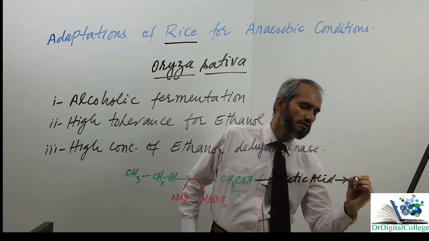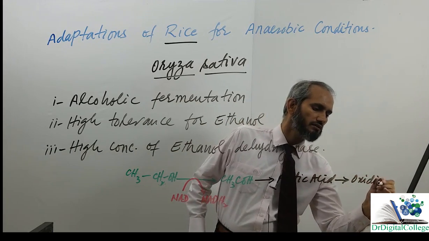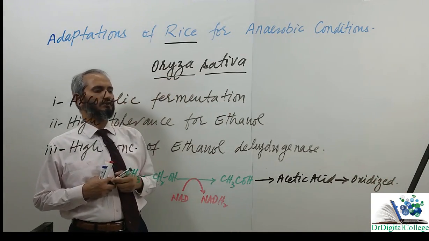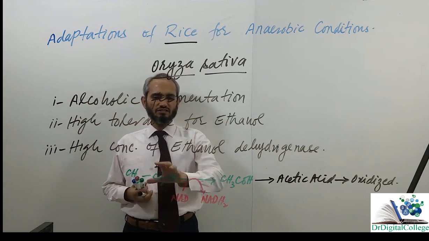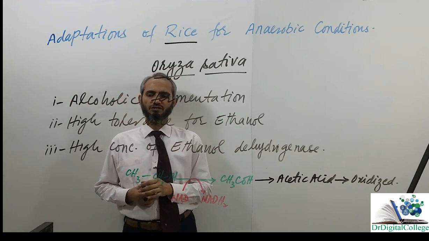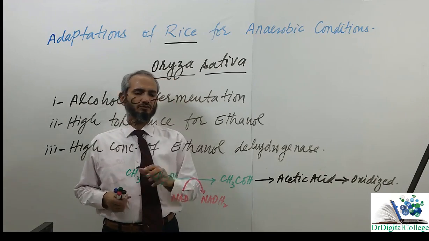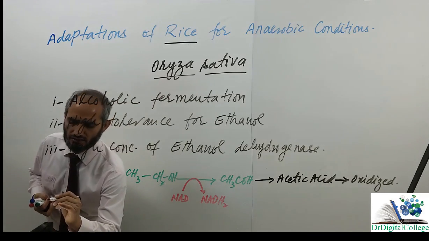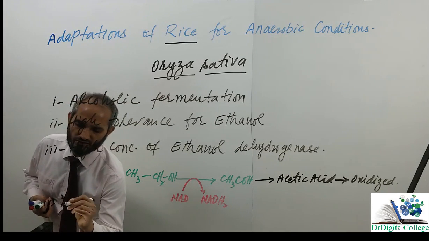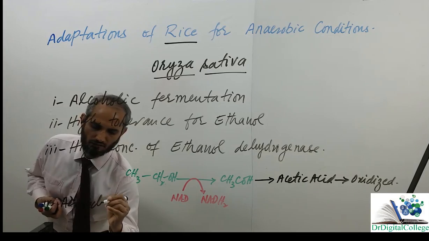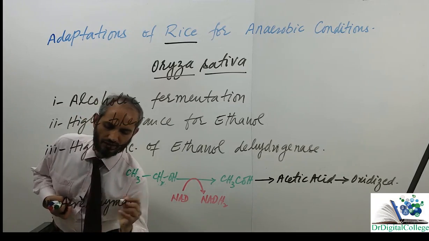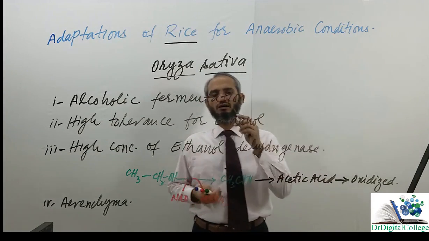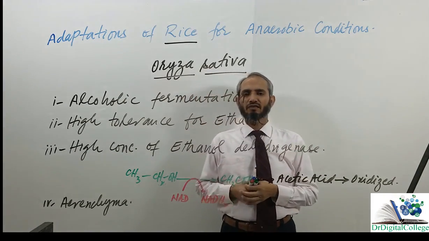and then this acetic acid is oxidized in a separate pathway in some other area of the plant, or when oxygen is available. Now this is the metabolic adaptation of the root cells of Oryza sativa. And the fourth one is they have developed parenchyma. Parenchyma tissue is developed in the stem of rice. What is parenchyma?